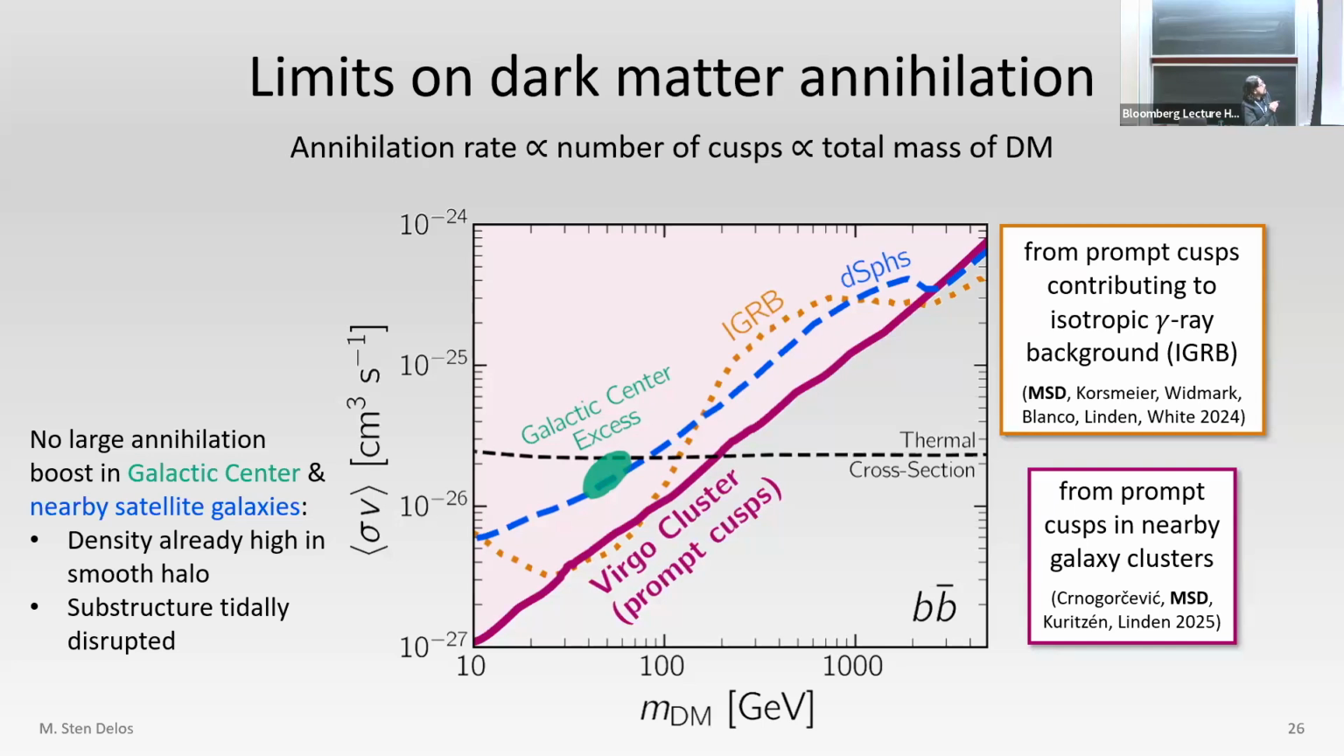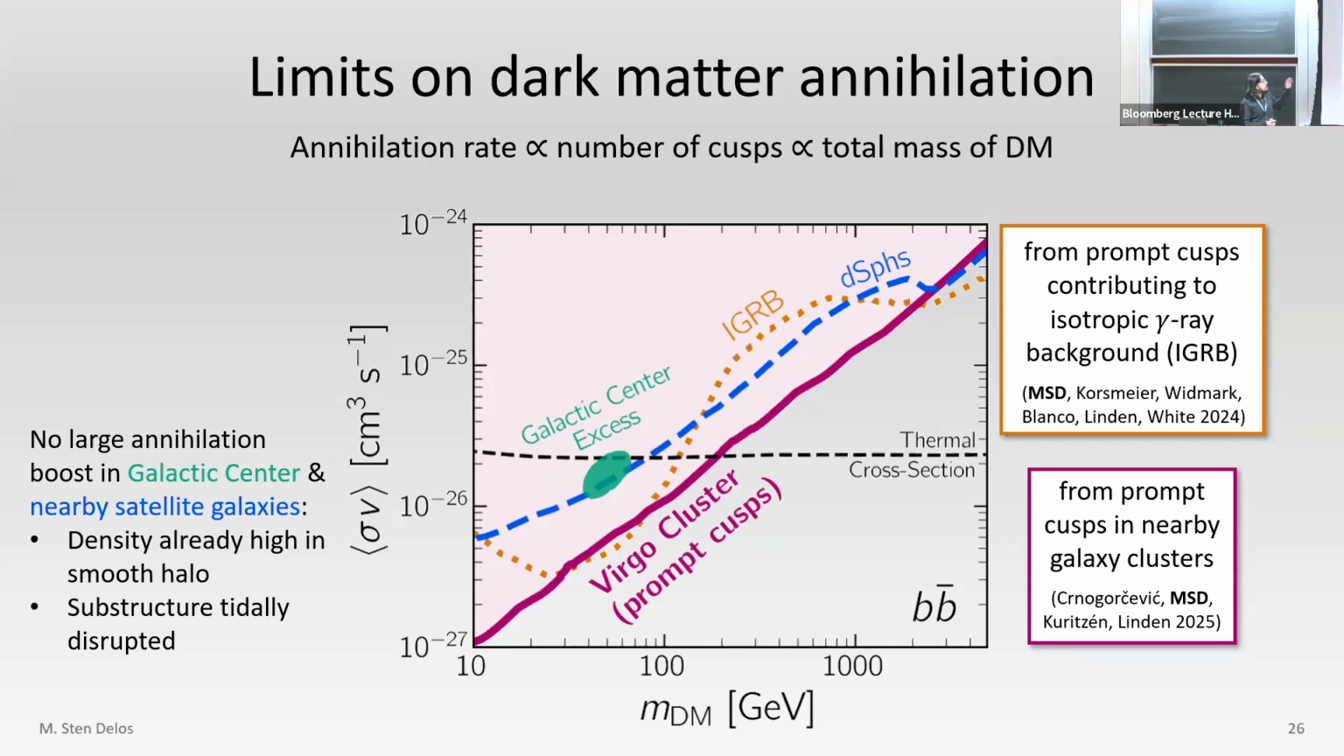So here is a result from looking at the isotropic backgrounds, basically prompt cusps everywhere. Now that turns out to be a bit problematic because when you don't have any kind of spatial template, the astrophysical foregrounds are a problem. So you can do a little bit better by looking specifically at galaxy clusters. And we get a result that's a factor of a few stronger than the classic Fermi dwarfs limit. This is from looking at nearby dwarf galaxies.